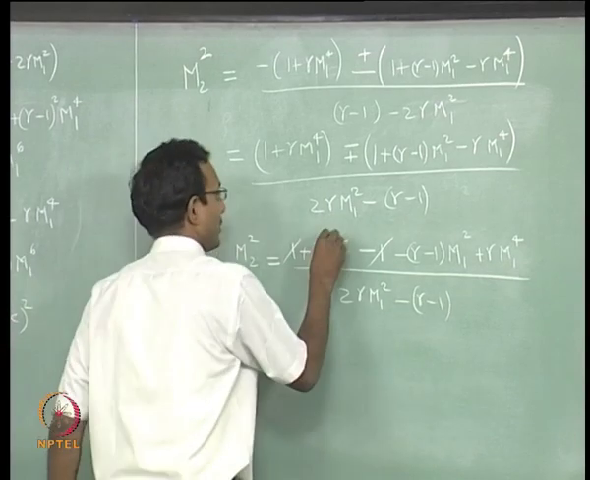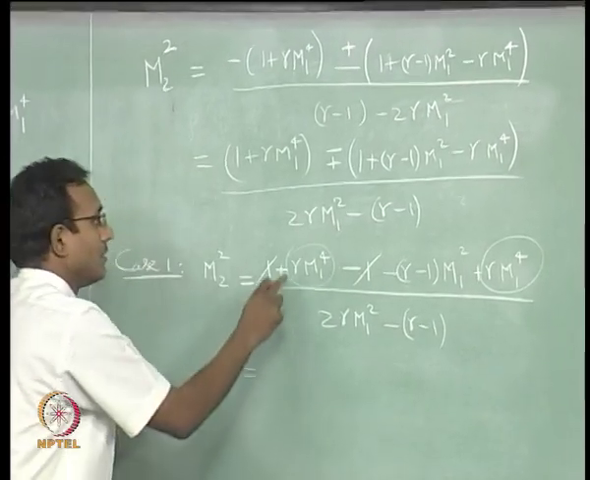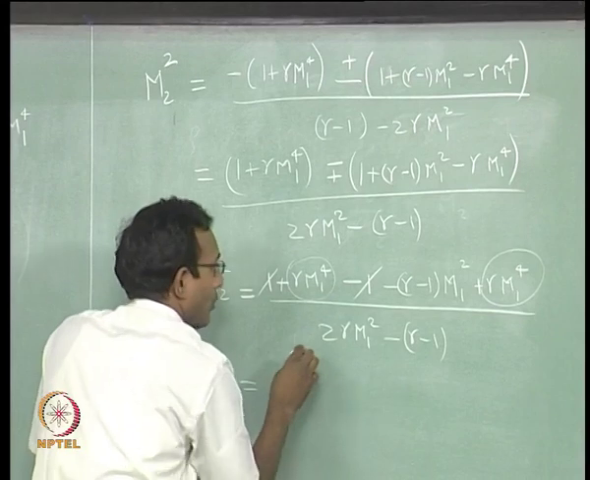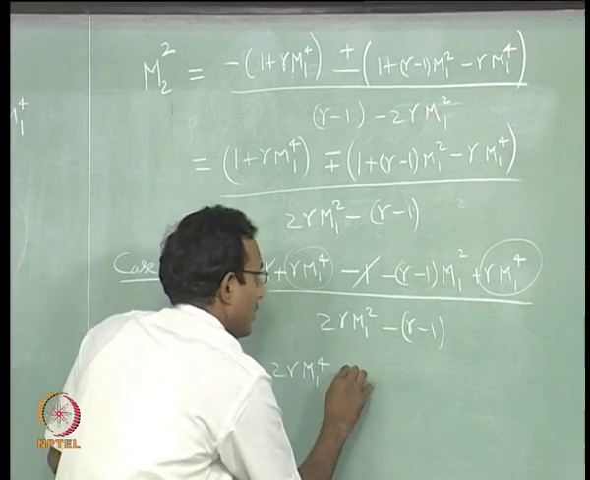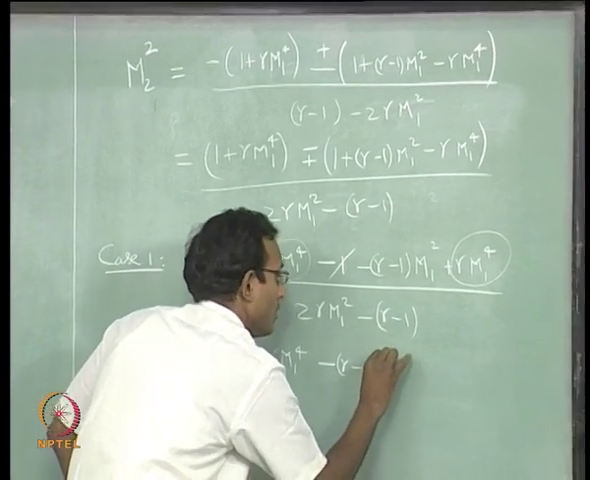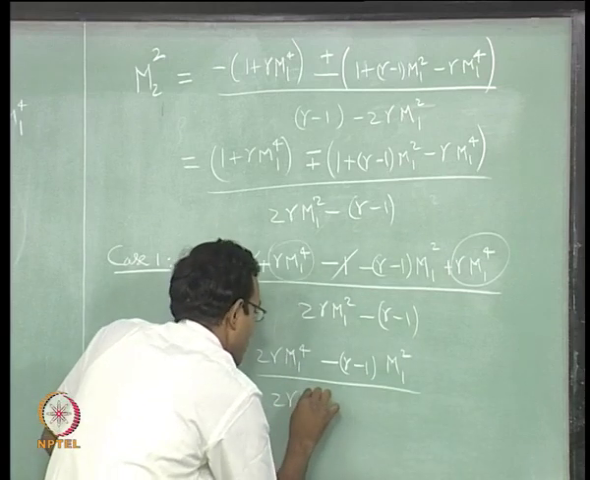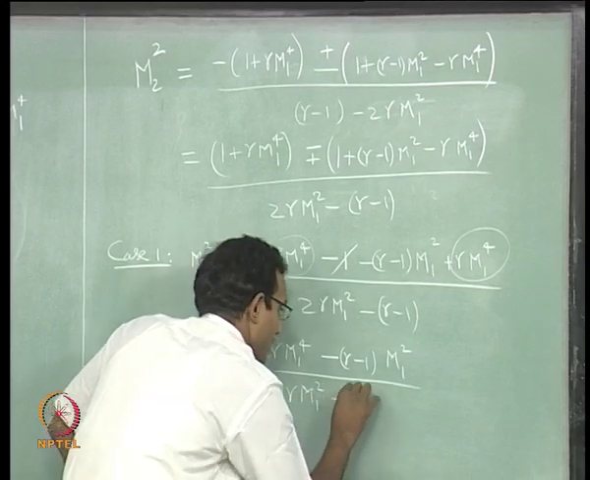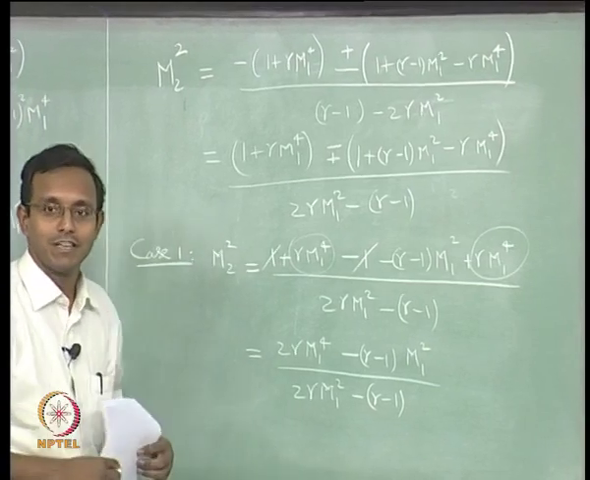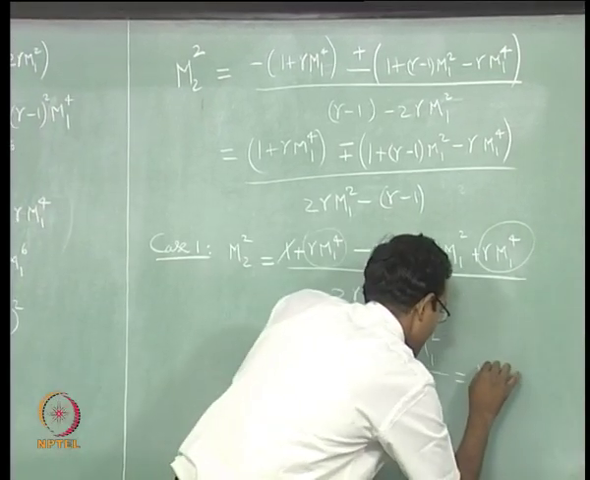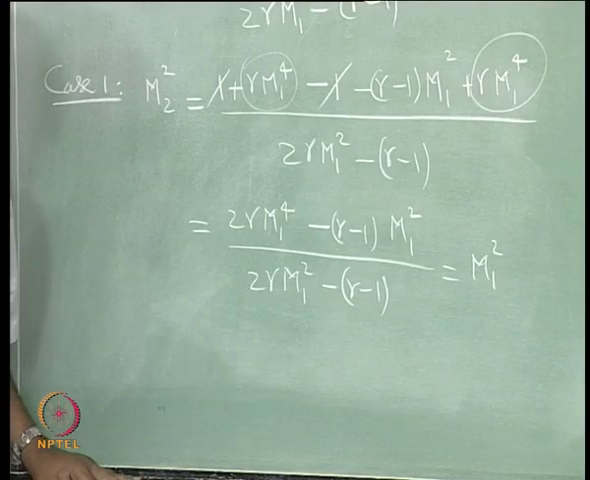But if I look at this expression, I can simplify it a little bit. Of course I can add these 2 together, this term and this term are exactly the same. So I will write it as 2 gamma m1 power 4 minus gamma minus 1 m1 square divided by 2 gamma m1 square minus gamma minus 1. Look at the numerator and denominator, the answer is supposed to be m1 square. That is all I will have. So, I am getting m2 square equal to m1 square.